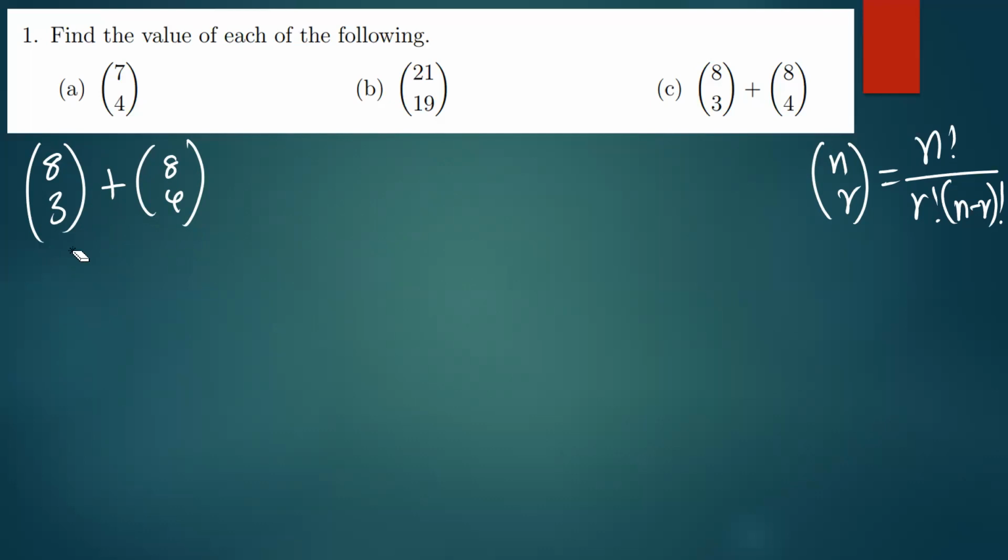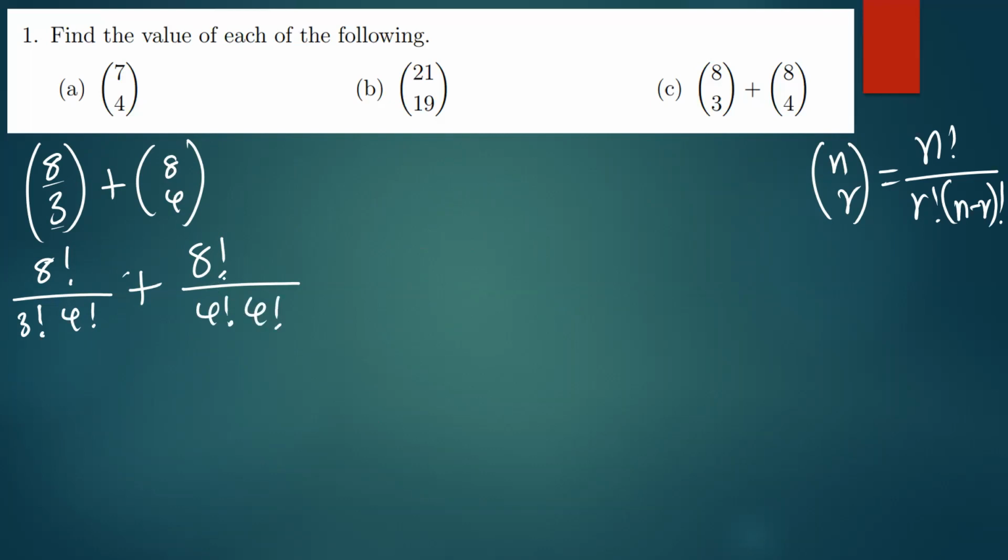So the general way of doing this is, we say 8 factorial over, so down there we'll have 3 factorial, then 8 minus 3 will give us 5 factorial. Then we have plus, this side will also have 8 factorial, then the denominator there, we say 4 factorial, then 8 minus 4 gives us 4 factorial.